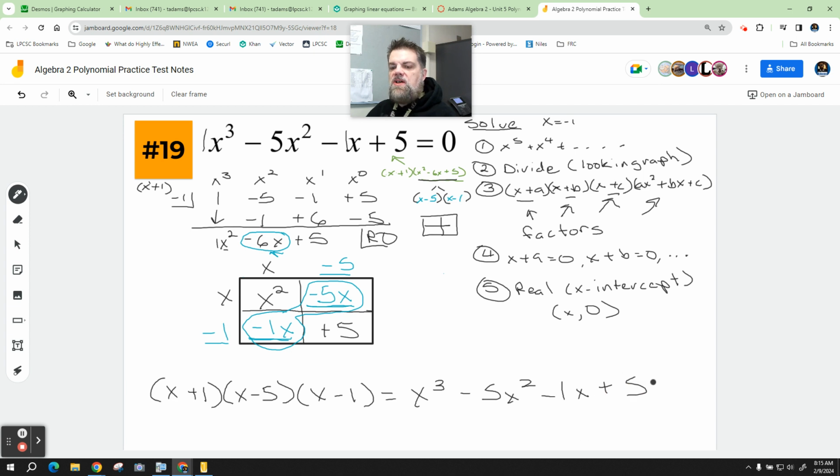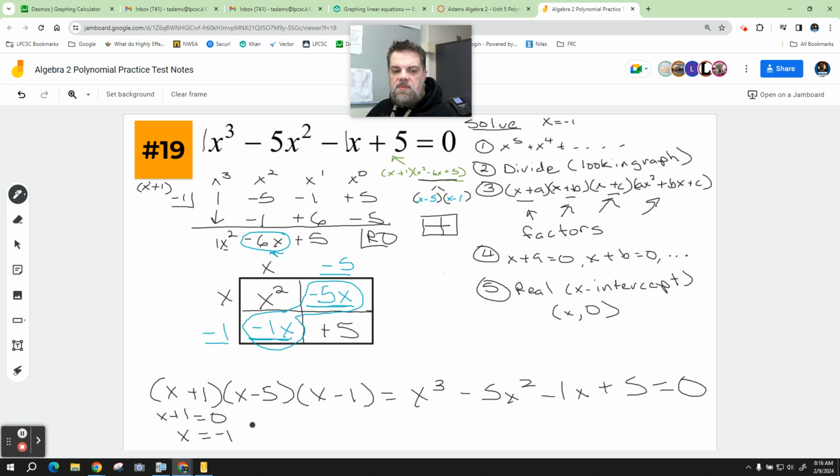But remember, I'm solving that. So while we factored it, I have to go back and set each one of those factors equal to 0 to get the answers, right? So I'm going to say x plus 1 equals 0. When I subtract 1 from both sides, I get x equals negative 1. That's one solution. We already wrote that down up here.